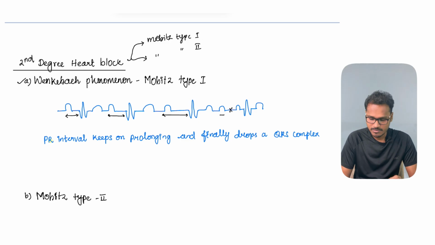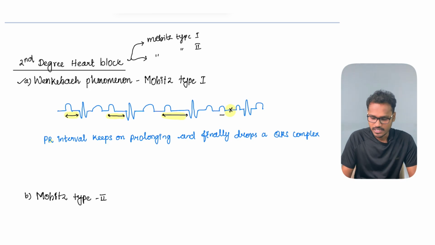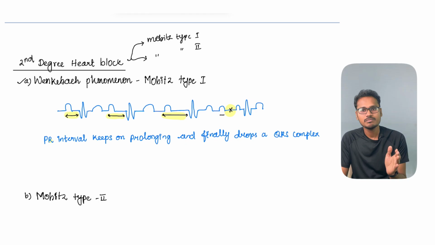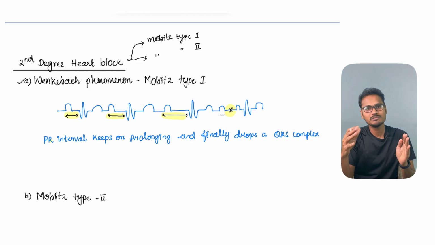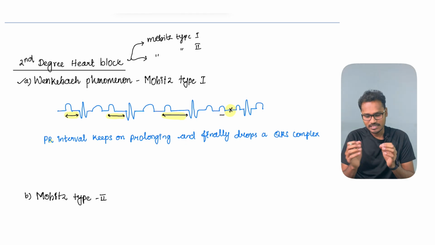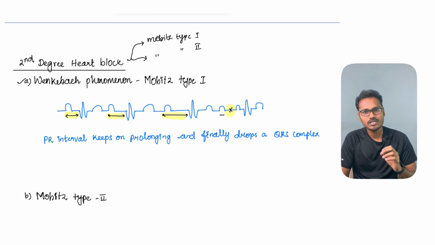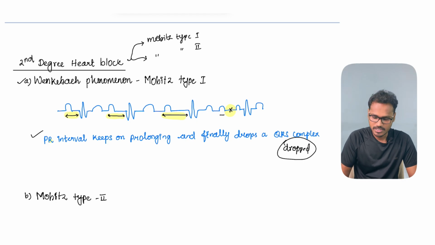So what has happened in this person, if you closely observe, is that the PR interval kept on prolonging until a QRS complex is dropped. It is a very classical pattern. Initially the impulse is coming to the AV node, it is delaying a bit. Now the second impulse is coming, it is delaying a little more. The third impulse is coming, it is delaying still more. The fourth impulse is coming, it is not sending at all. So this is a very classical pattern of Wenckebach phenomenon where the PR interval keeps on prolonging until a QRS complex is dropped. This type of classical pattern is called Mobitz type 1.